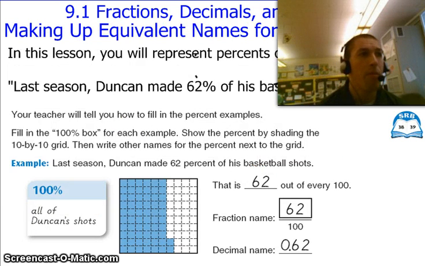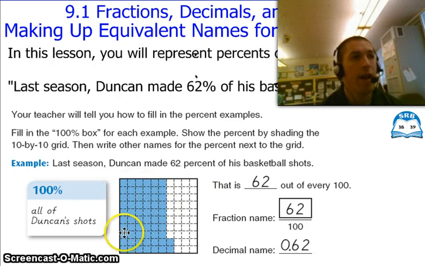Okay, so the lesson today is we're going to use a lot of this grid here. Look at our hundreds grid. Right here, Duncan made 62% of his baskets. So we filled in 62 out of 100 shots. Right here you can see 62 out of 100. The fraction name is 62 over 100, and the decimal name would be 0.62, and that second spot is the 100th spot, as we've discussed earlier.